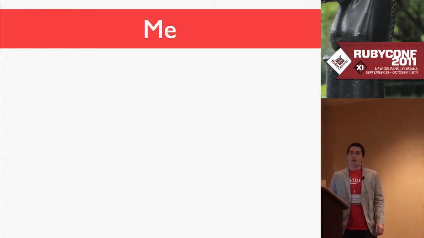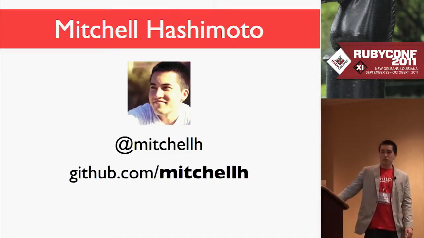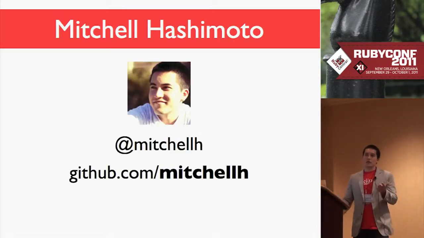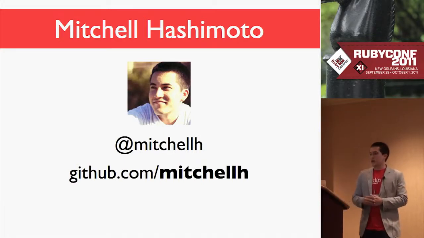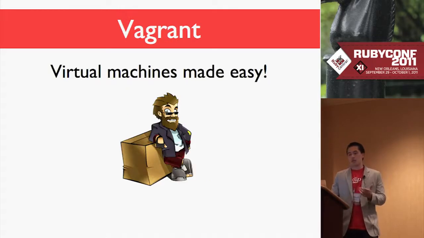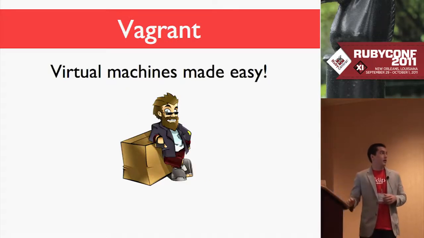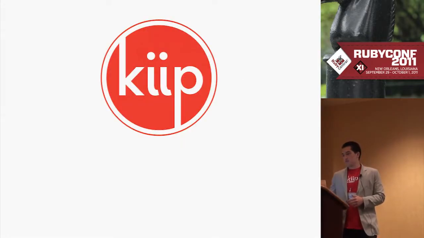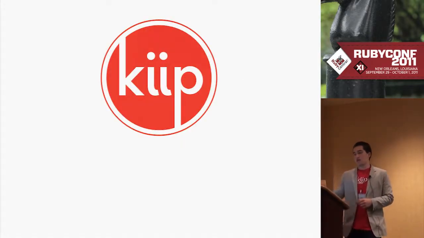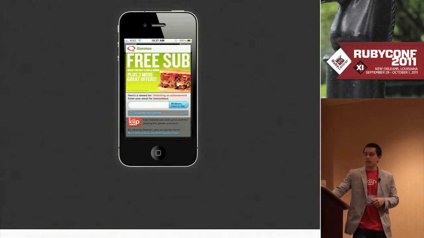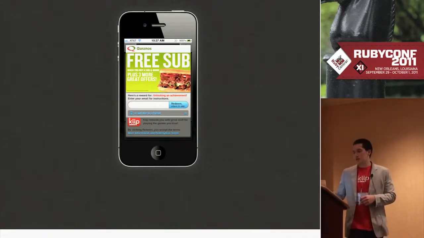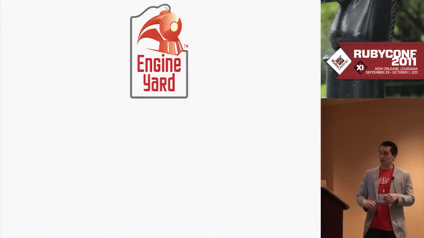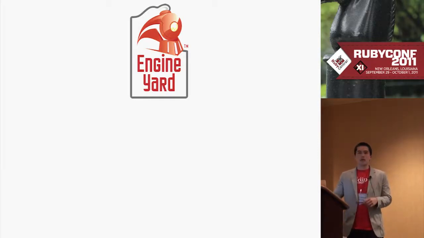So very quickly about me. My name is Mitchell Hashimoto. This is my Gravatar, Twitter handle and GitHub URL, the best places to find me online. It's not really important right now, but I am one of the creators of Vagrant, if you've used that. I work at a company called Keep, and we do mobile advertising that looks a little bit like this. And I wanted to thank Engineered for helping me with my work on Vagrant and also getting me out here to talk.